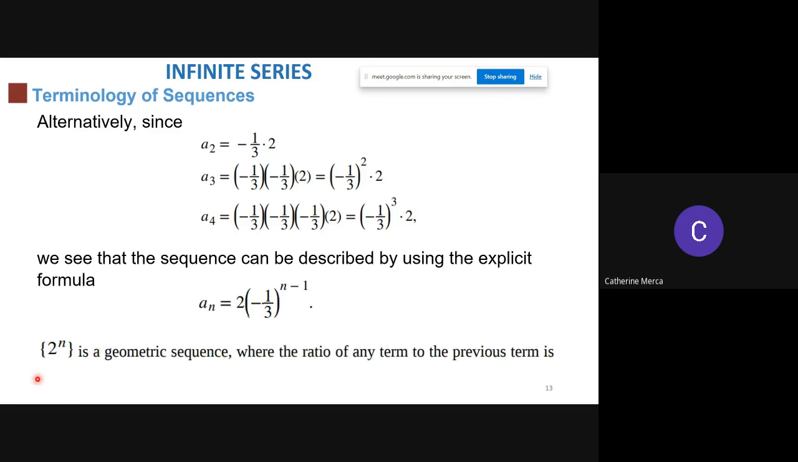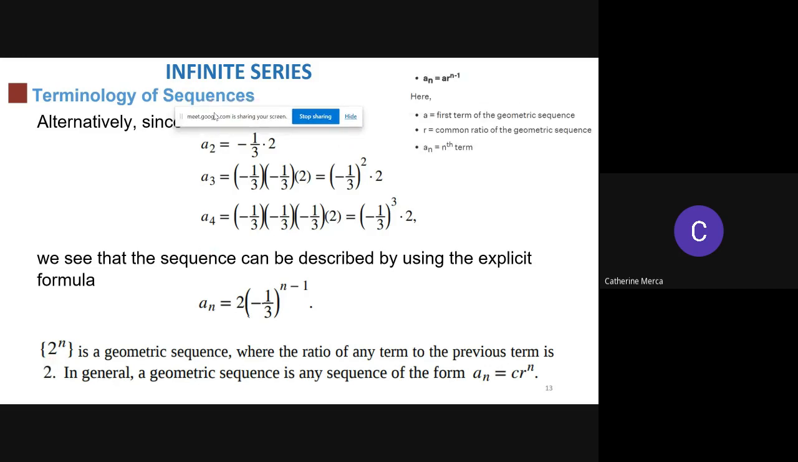Now for 2 to the n, this is actually a geometric sequence where the ratio of any term to the previous term is 2. You just multiply it by 2. So in general, this is written as a sub n equals c r to the n. So this time, your r is 2 and your c is 1 in this geometric sequence.